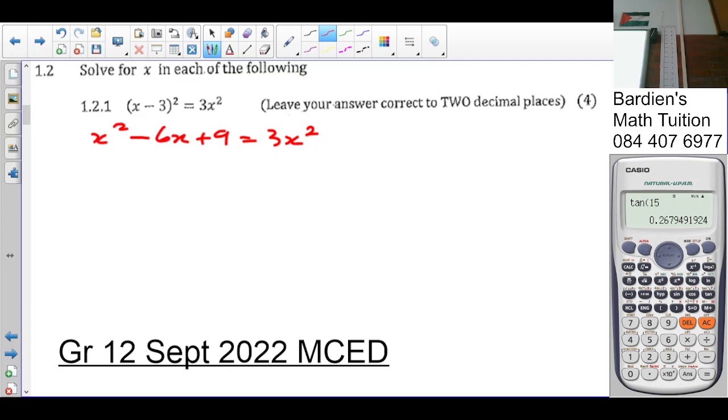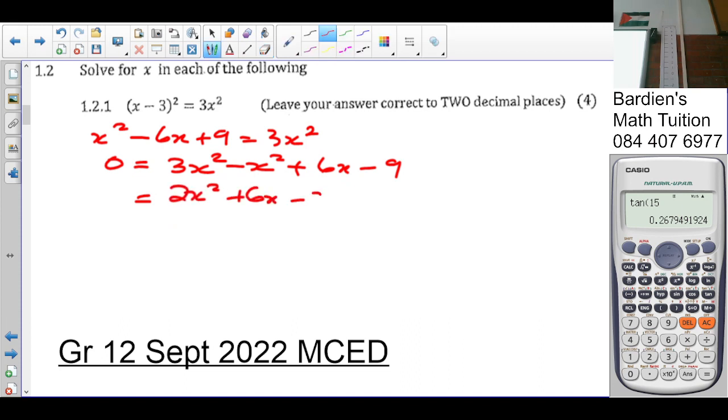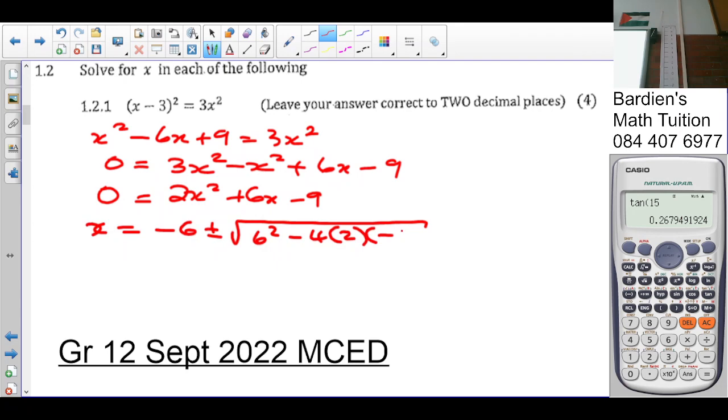Okay? So I'm going to solve for x. So 0 is equal to 3x squared minus x squared plus 6x minus 9, which is 3x squared, no, 2x squared, sorry. I'm adding like terms, plus 6x minus 9 is equal to 0. So now I must use the quadratic formula, not so? So x is equal to minus b plus minus the square root of b squared minus 4ac over 2a. So x works out to be one of two values.